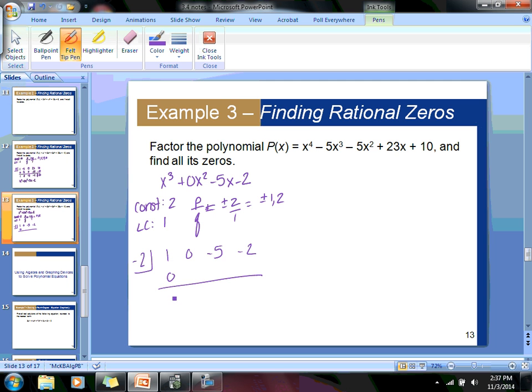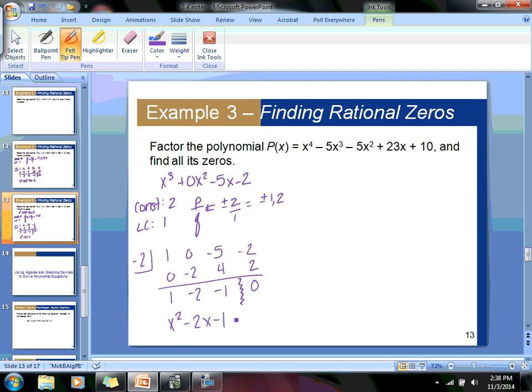Okay, so then I bring down the 1 and I multiply and add, multiply, add, multiply, and I get a remainder of 0 when I add. Okay, so this is my next depressed polynomial. I started with x to the third. That's what I was dividing into, so now this will be x squared minus 2x minus 1.